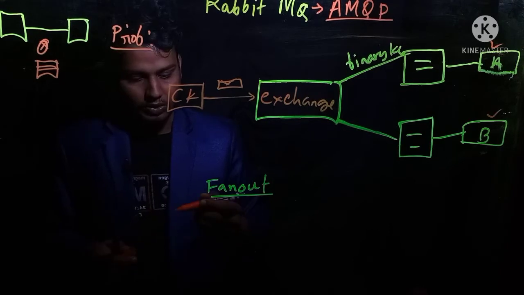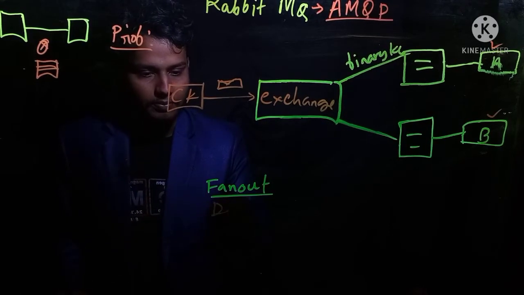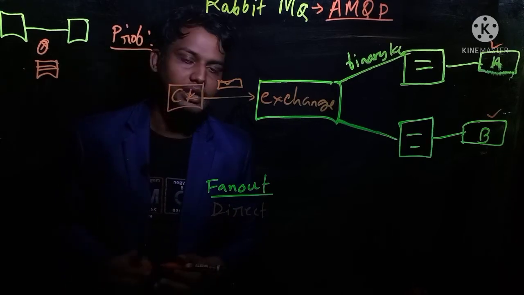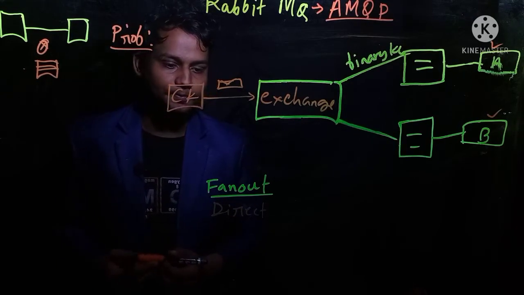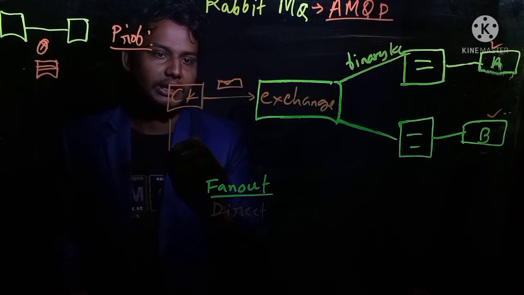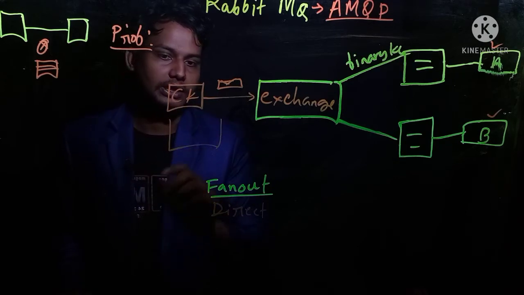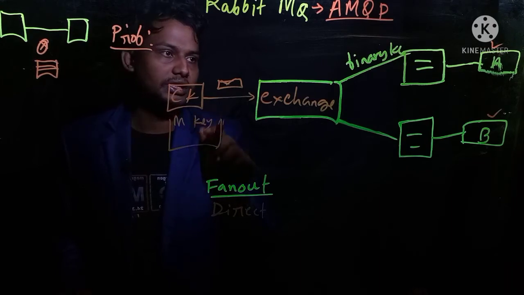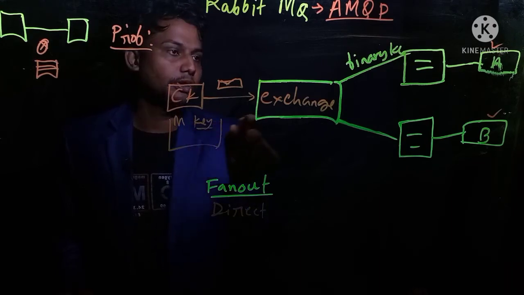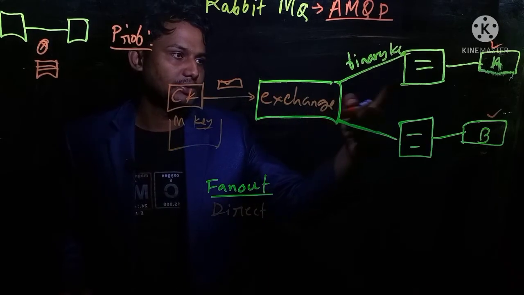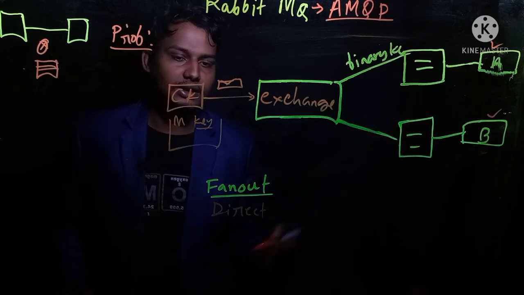And we have direct message passing. In that case, the message has some metadata called a message key. Using this key, it is matched with some binding key. Following the binding key, it passes to the message queue and it serves to the services.